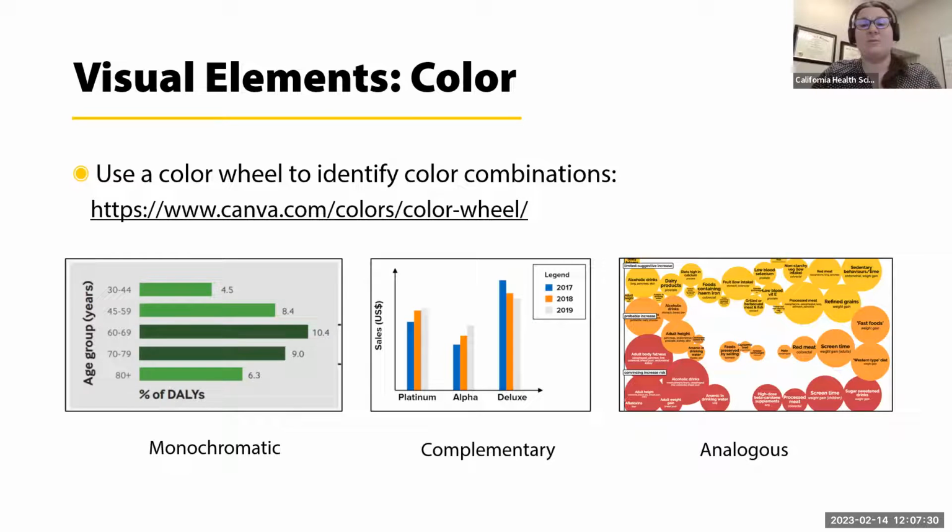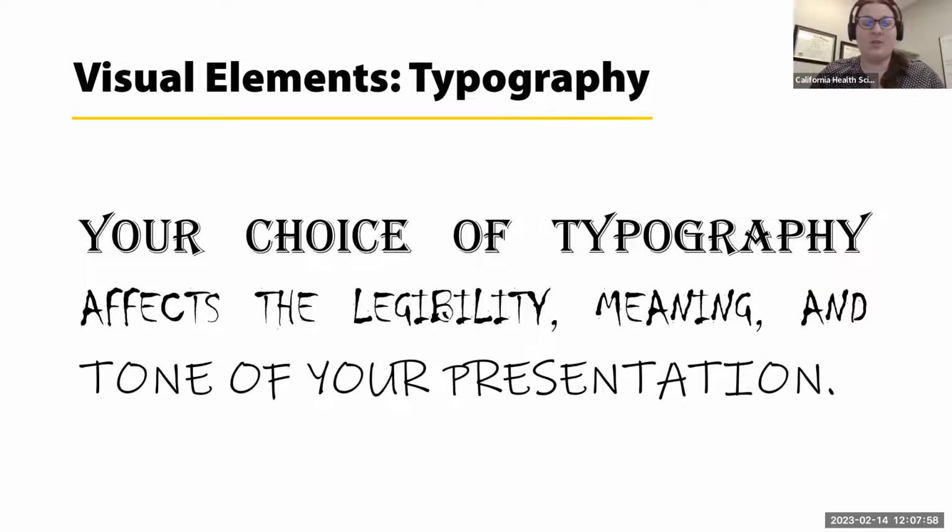The last one is what we would call analogous. So those are adjacent to each other. Red, orange, and yellow are right next to each other on the color wheel. And so that suggests that they're related, right? That they're closely connected. The example that I happened to do had to do with things that increased risk for an adverse health condition, and that's why I think that they chose those different colors as well. So that wraps up color.